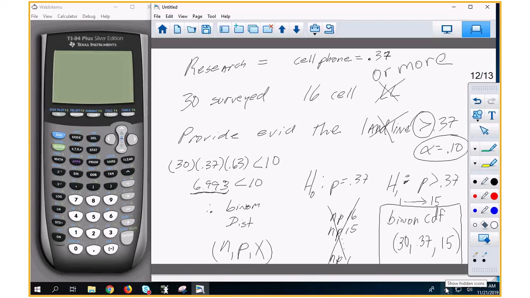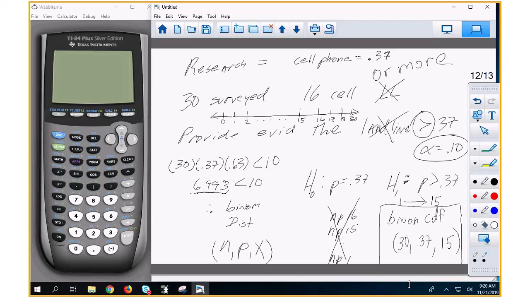But we don't want 1 to 15. We want what? 16 or more. So what do we need to take when we get this number? The complement. Let's draw it on the number line. Remember I told you, if you ever get confused, draw it on the number line. 0, 1, 2, ... 15, 16, 17, 18, and it goes up to what? 30?